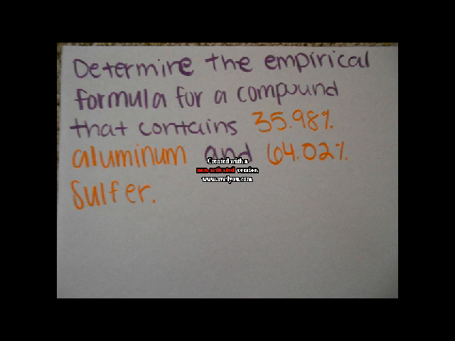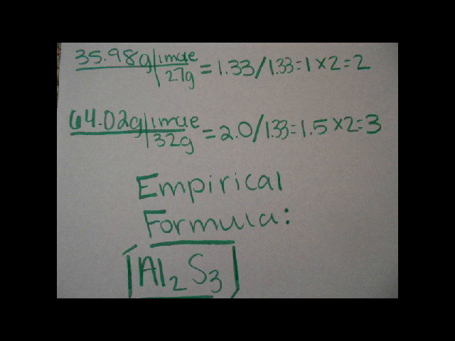So in this case, I highlighted, or wrote in a different color, what information you need to know in this sentence, which was the 35.98% aluminum and the 64.02% sulfur. Another thing that you need to know is what it's asking you to do, which is determine the empirical formula for the compound. So that's the information you need to know.